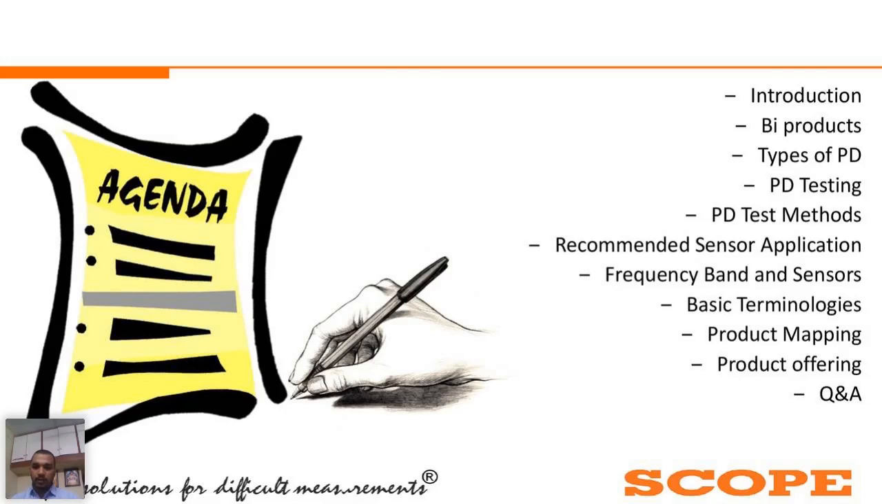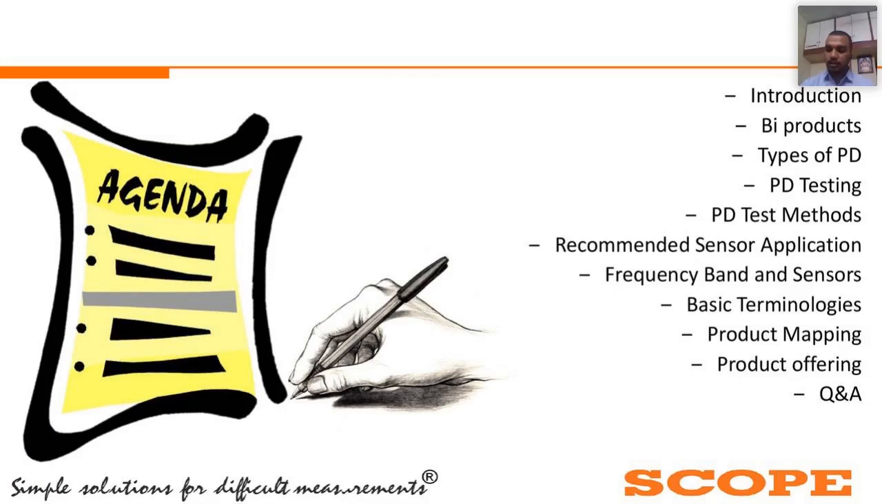First of all, we'll be looking at the introduction, then we'll see the byproducts of a discharge. Then we'll be looking at the types of partial discharge. Then various PD testing methods. Then recommended sensor application, frequency band and sensors, and basic terminologies that are involved in partial discharge measurement. Then product mapping and product offerings of ours. And in the end, we'll have our Q&A session as always. So let's go forward.